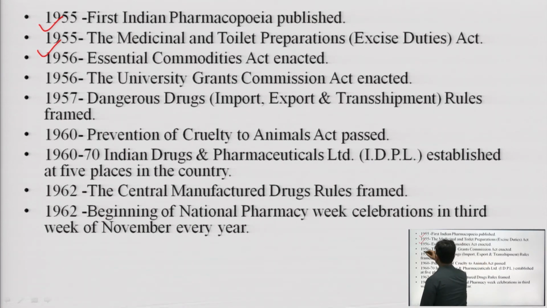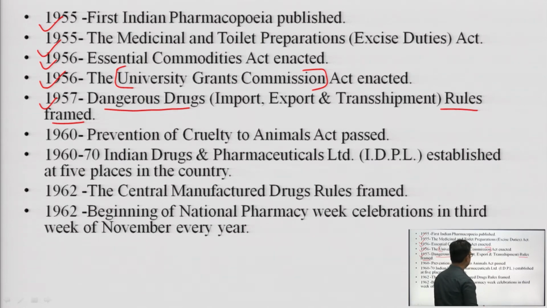In 1956, the Essential Commodities Act was enacted. In 1956 itself, the University Grant Commission Act was enacted. UGC, the University Grants Commission, was established. In 1957, the Dangerous Drugs Rules were framed. Dangerous drugs were those drugs which are habit forming or life taking drugs. Banned drugs, their import, their export and their shipment, were all included in this act.